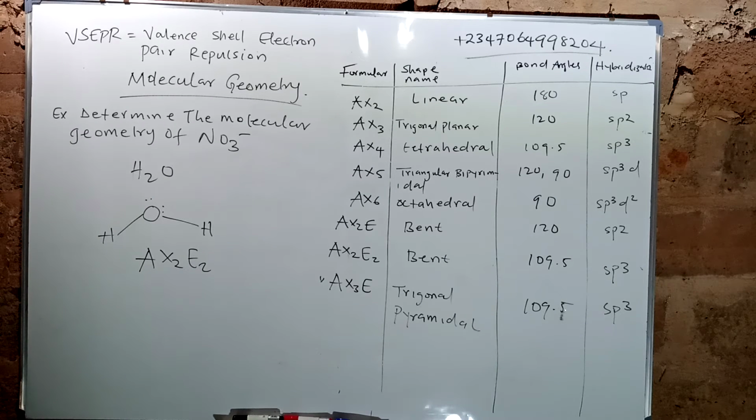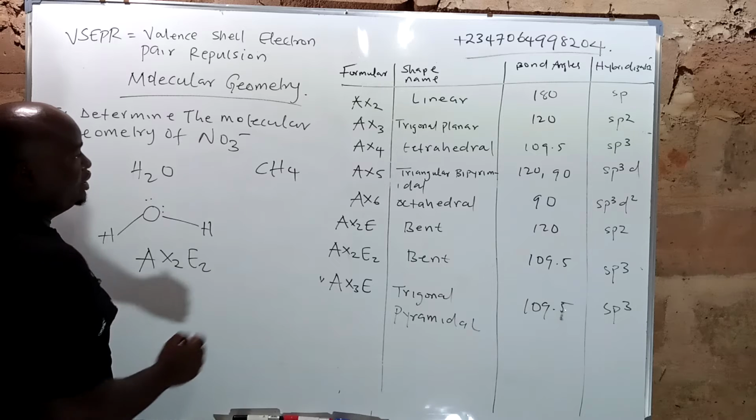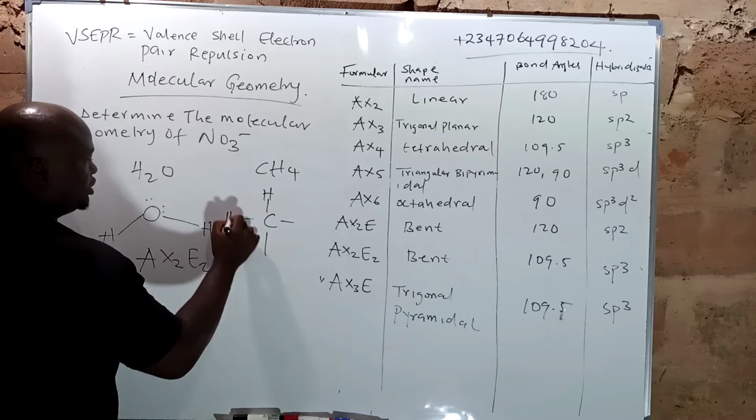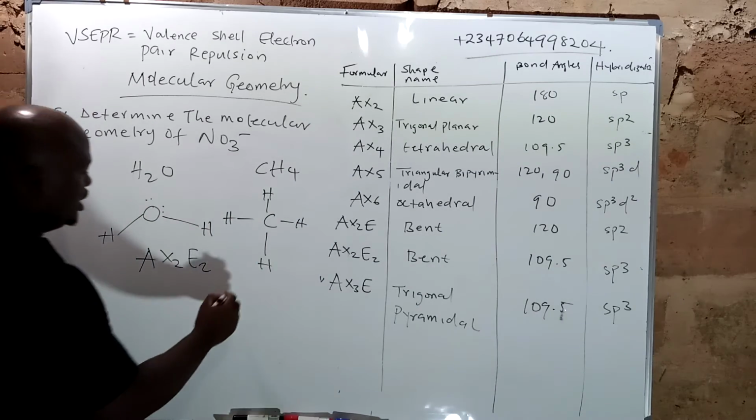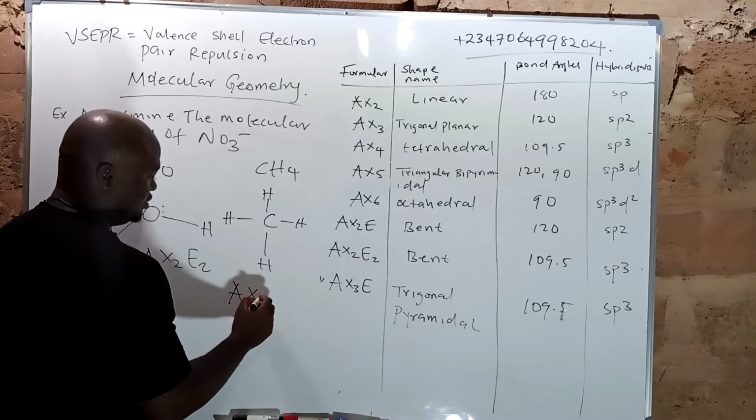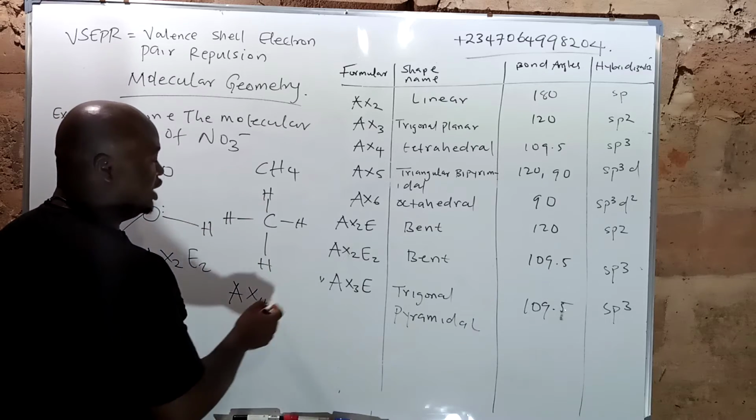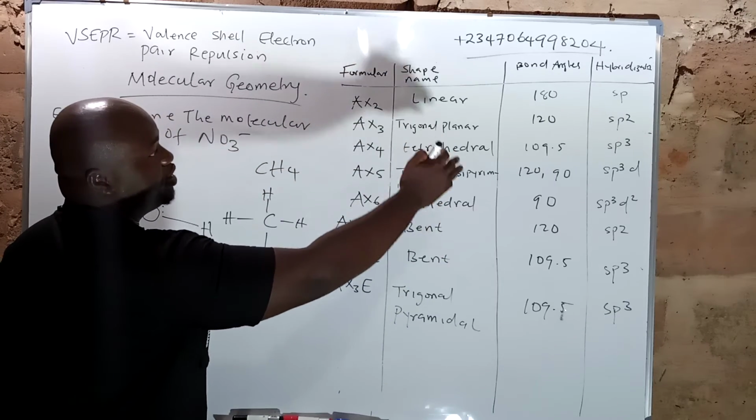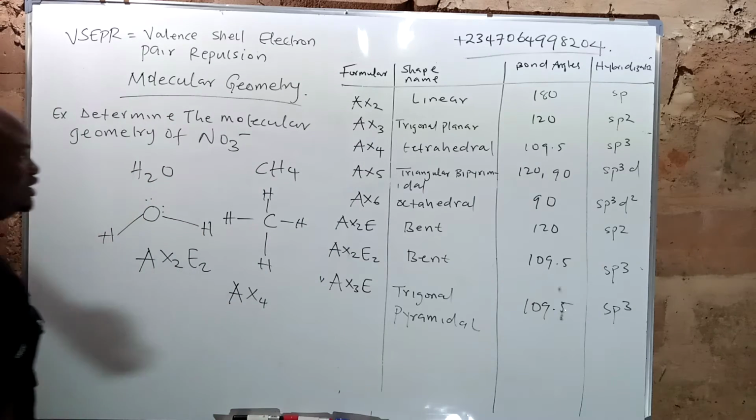Now, we still have a question on the board. What if you have methane? What is the molecular geometry of methane? You can see methane has 4 hydrogens around carbon. And so we have AX4. We don't have any lone pair, so no E. And so for AX4, you come to this table. AX4 is tetrahedral. The bond angle is 109.5, and it is sp3 hybridized. It's just so easy.